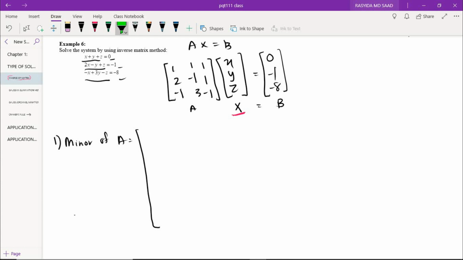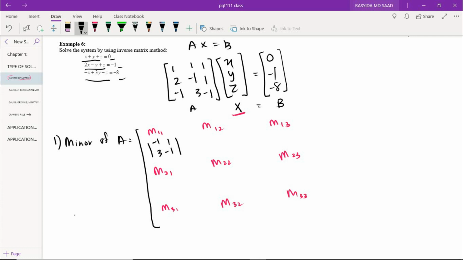Remember, M11, M12, M13, M21, M31, M22, M23, M32, M33. So M11 will be 1, 1. So negative 1, 1, 3, negative 1.